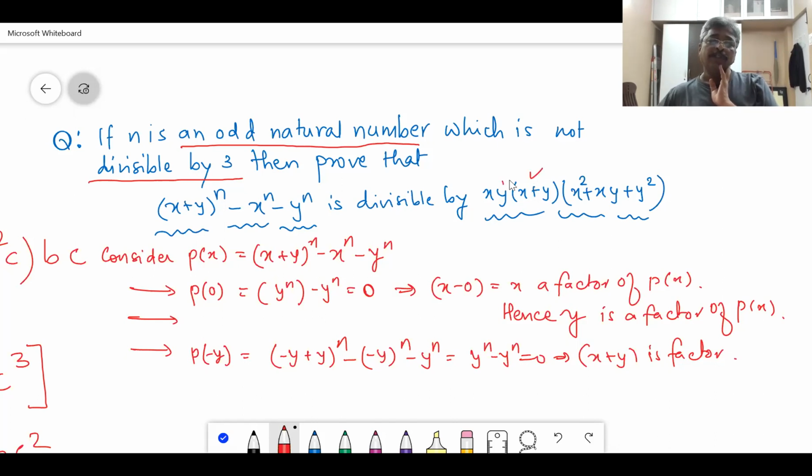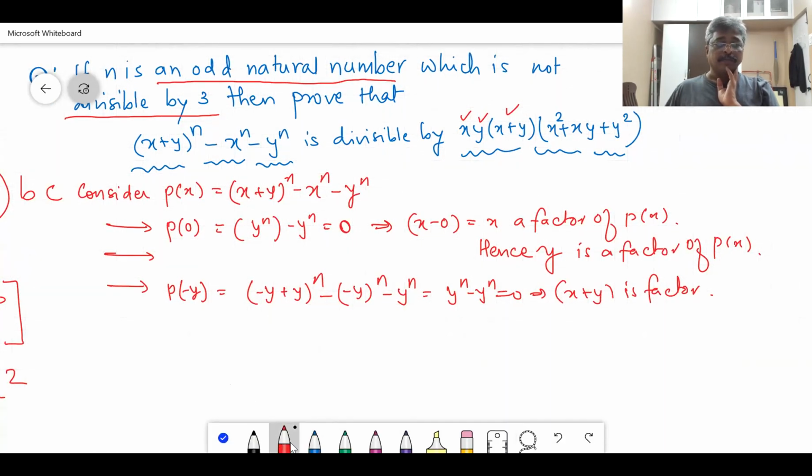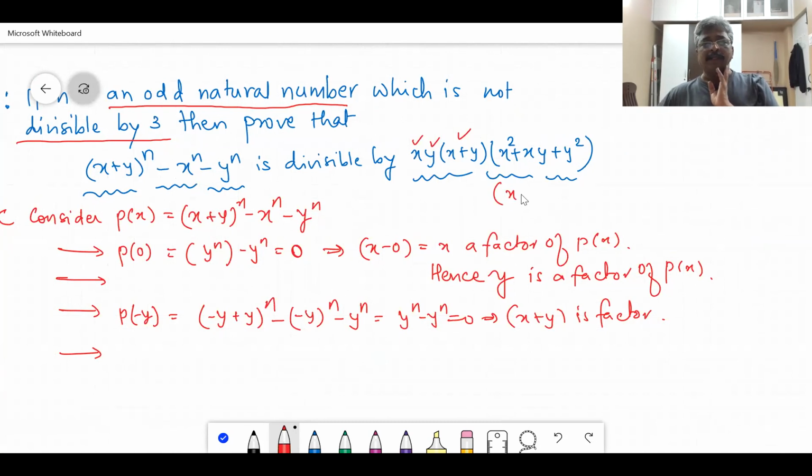Okay, so this is also done, this is done, this is done. Now, what should we consider now? Can you quickly figure out what are the two factors of this? This is x minus y omega, into x plus y omega square, x minus y omega.